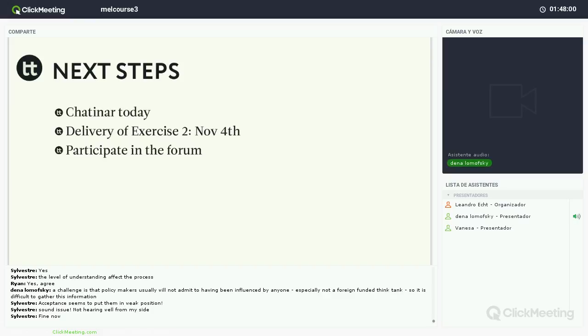We also need to think about the next exercise, which is due already on November the 4th. Now, this exercise is voluntary. You don't have to participate in it. And what that exercise is, is shared in the link in the module.